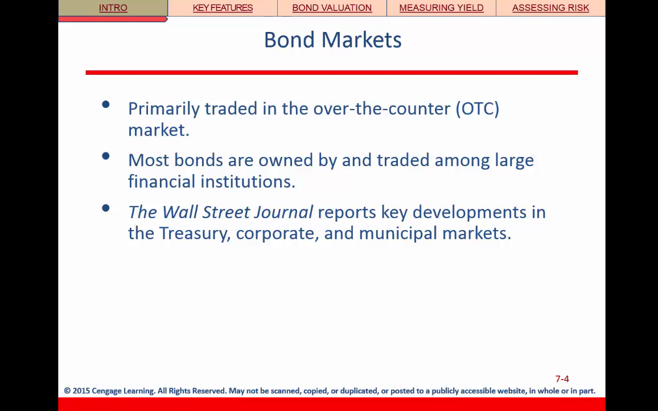For bonds, you can look in the Wall Street Journal and see what the current rates are for corporate bonds, for treasury bonds and treasury bills, and then even municipal markets. Those are bonds issued by state and local governments.